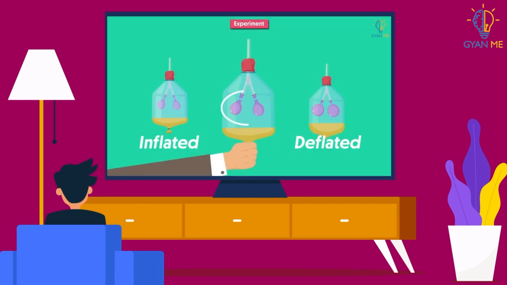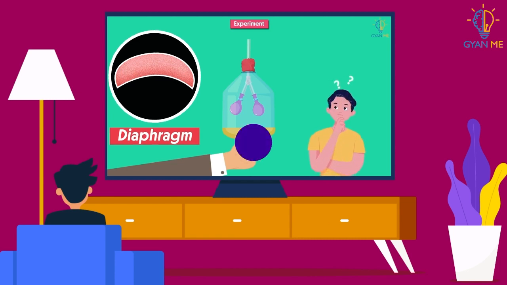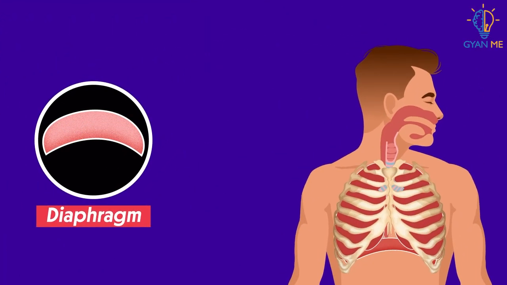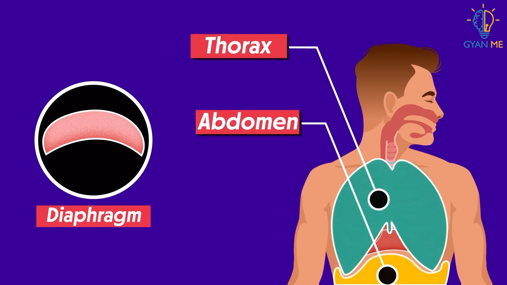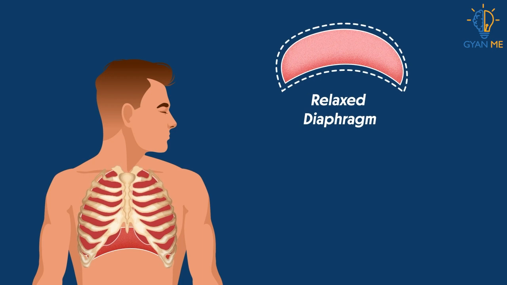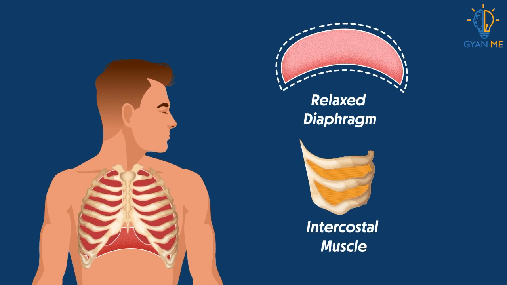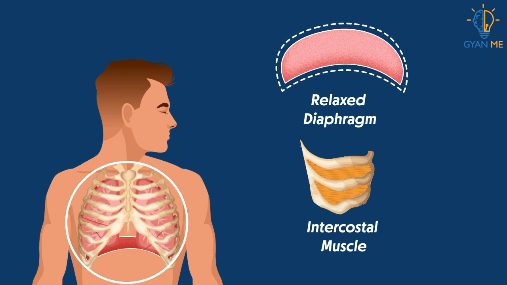That knot can be compared with the diaphragm in our body. The diaphragm is a sheet of tissue which separates the thorax from the abdomen. They are placed exactly below the lungs. In a relaxed state, the diaphragm is dome-shaped. You know, students, there is one special type of muscles, the intercostal muscles, which allow the movement of ribs and make inspiration and expiration possible.